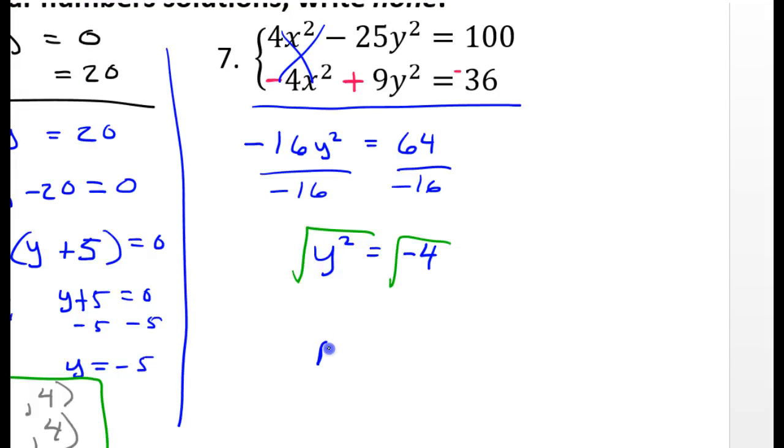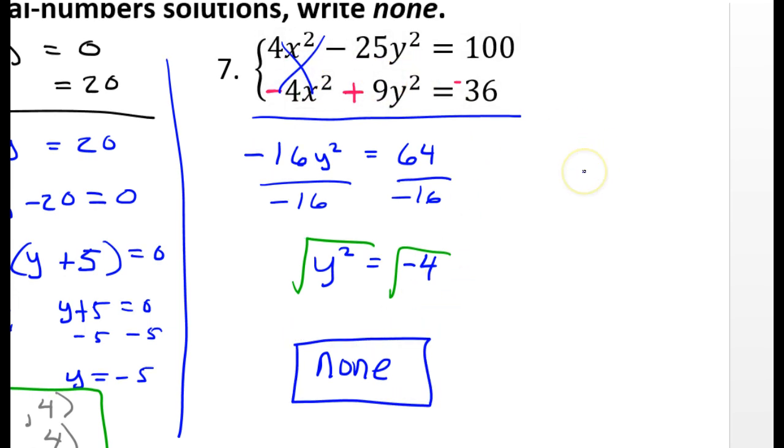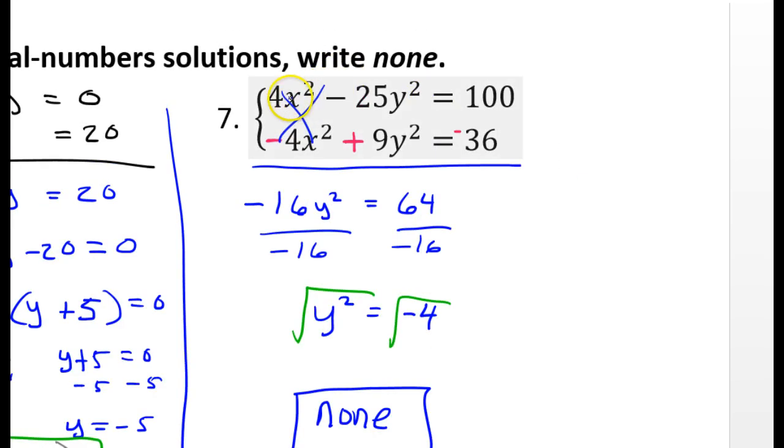So we're just going to write none. Alright, meaning there are no solutions to this system. Now, what kind of shape were we dealing with here? Okay, so it looks like we had a hyperbola for the first equation. I know that because one of the squared terms is positive and the other one is negative. And looking at the bottom equation, it was another hyperbola. Again, we had one positive and one negative squared term. So we have two hyperbolas.